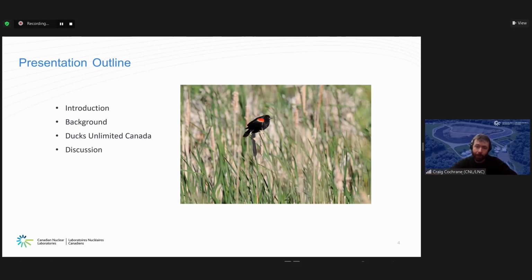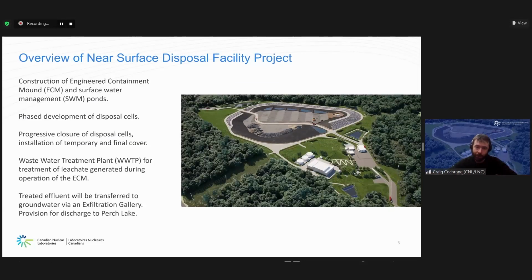So today we're going to go through a presentation. I'm just going to go through a high level overview of surface water management at NSDF before passing it to Ducks Unlimited. For those of you who aren't terribly familiar with NSDF, it's a fairly simple project in terms of how the facility is laid out.